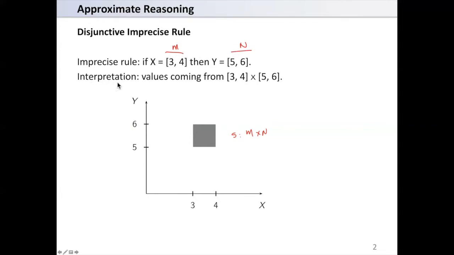The interpretation is that the values coming from the interval 3, 4, Cartesian product with the interval 5, 6, give a solution in this region. The if-then rule is saying that if x is in this region, then y is in this region. So we have a solution which is the Cartesian product of the region 3, 4 with 5, 6.